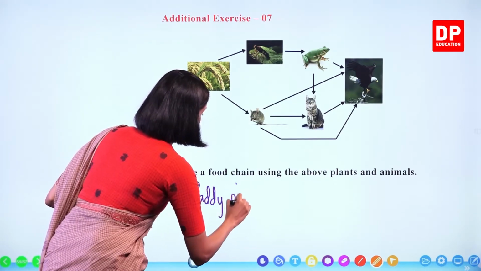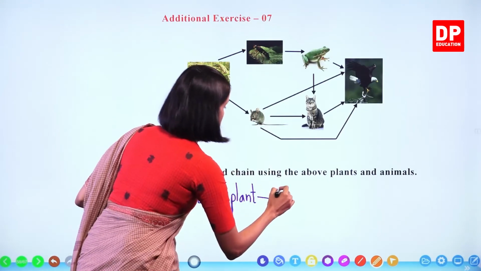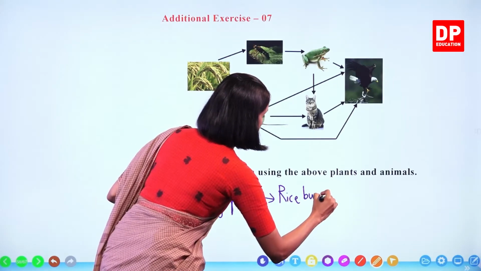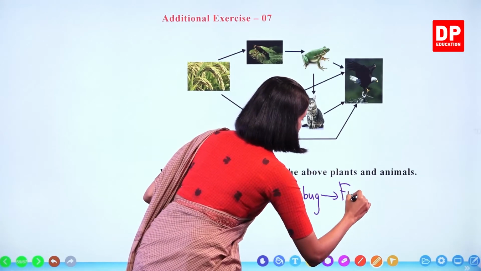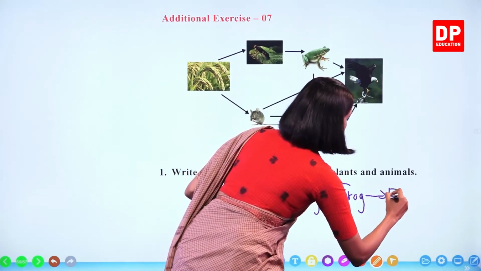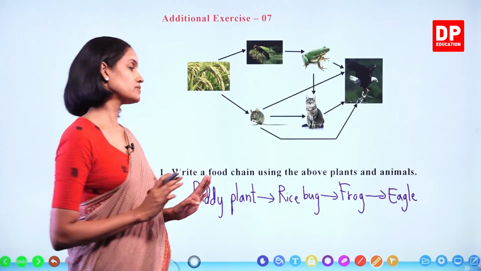Paddy plant, rice bug, frog, eagle. Right, children?